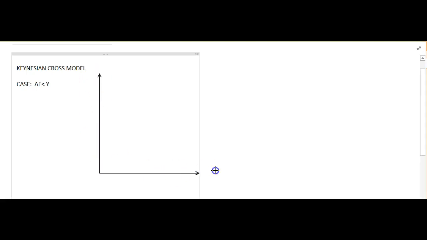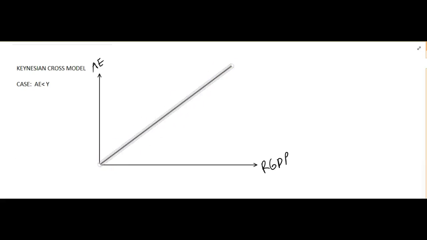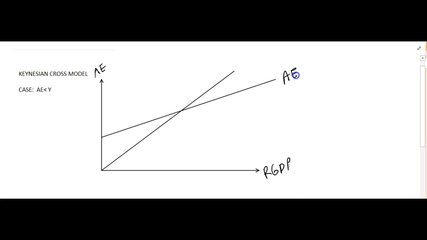So, if we draw our Keynesian Cross Model, in the horizontal axis we have real GDP, on the vertical axis we have aggregate planned expenditure. We draw our 45-degree line, and we have the aggregate planned expenditure curve. Now let me quickly name them. This is our aggregate expenditure. This is the 45-degree line.